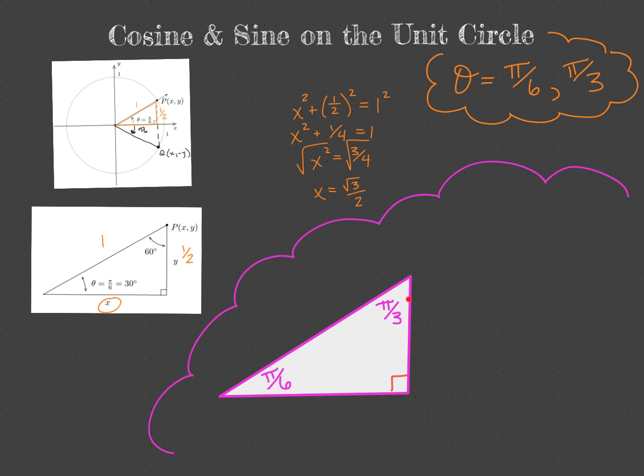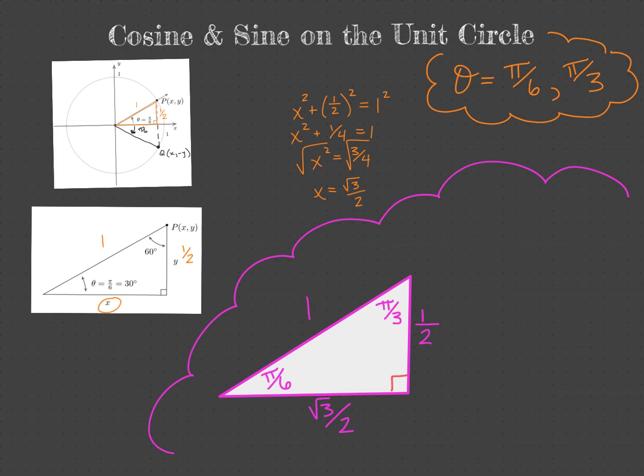We have our pi over 6, pi over 3, 90 triangle, which again is 30, 60, 90 in degree form. And we know that the hypotenuse is, of course, 1 because it's the radius of our unit circle. We know that this side length is 1/2, and this side length over here is √3 over 2. Now, what's bigger, 1/2 or √3 over 2? Well, they're both over 2, so what's larger, 1 or √3? √3 is larger, so the √3 over 2 side length is larger, and that makes sense because it's opposite the larger angle, which is pi over 3 or 60 degrees.